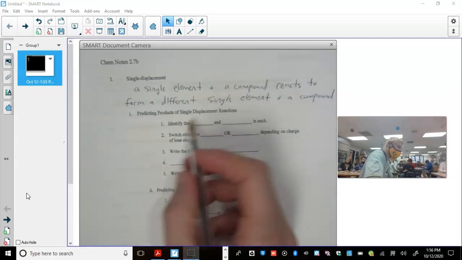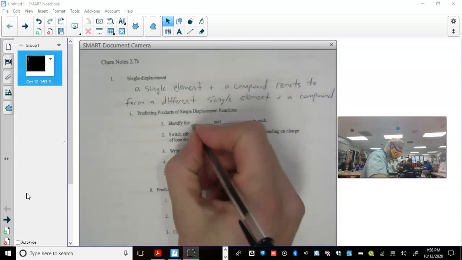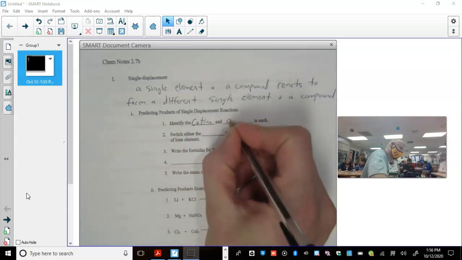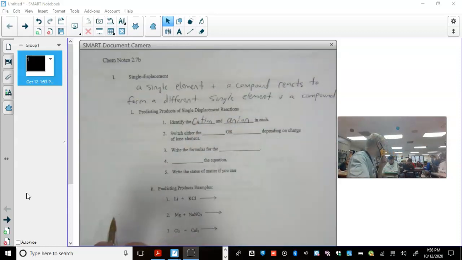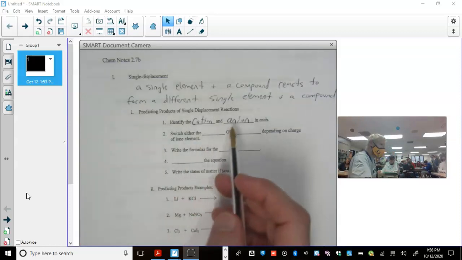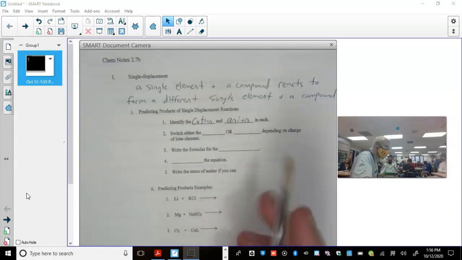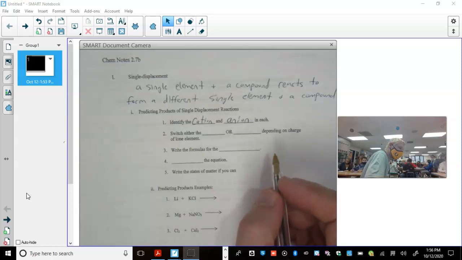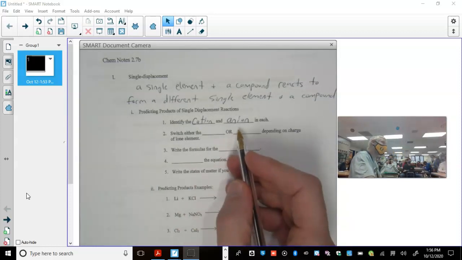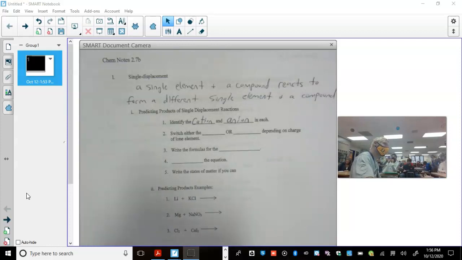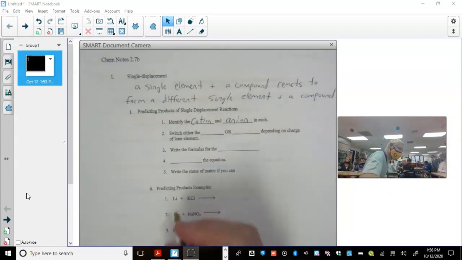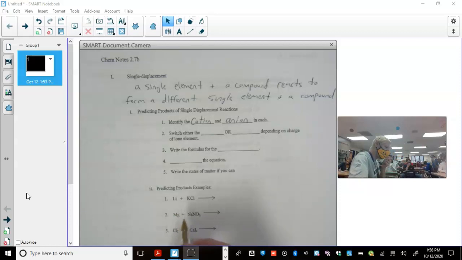So here's to break it down. It's essential thought process. Identify the cation and the anion. So we haven't really used those terms a whole lot. Cation is positively charged element, and anion is negatively charged element. Usually it starts with positive, ends with negative. All right. Cation and anion, not cation, not onion. Cation. So, yeah, it's kind of like cat, or cathode, positive.